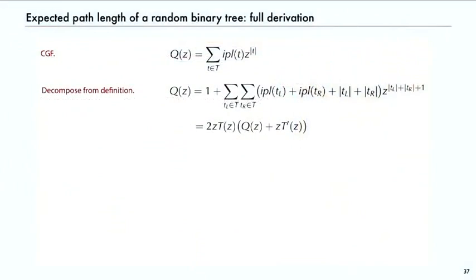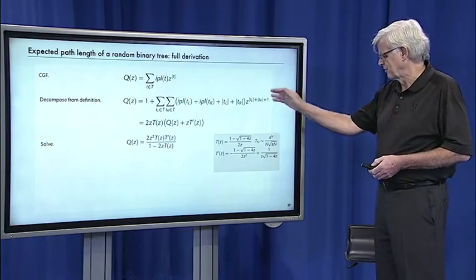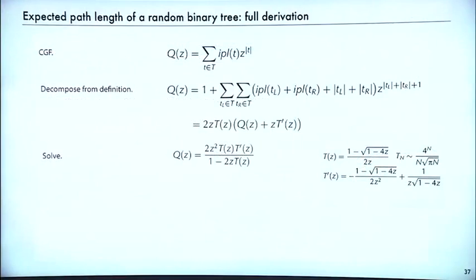So now we know that Q of Z equals 2Z T of Z times Q of Z plus Z T prime. We know what T and T prime are. The only thing we don't know is Q. So we can solve that for Q. And then we can just, T of Z, remember that's the Catalan, and we know what T sub n is. And T prime is just the derivative of that, which has two terms in it.